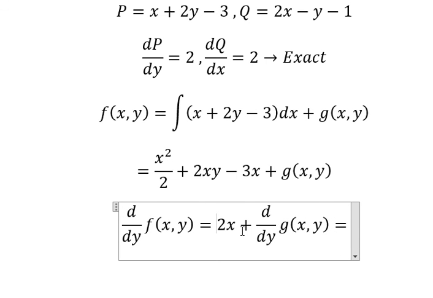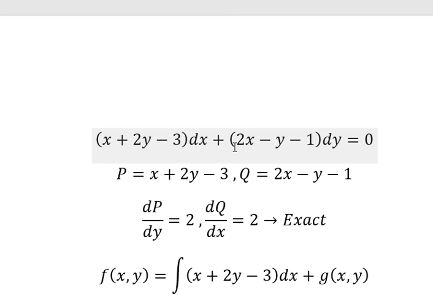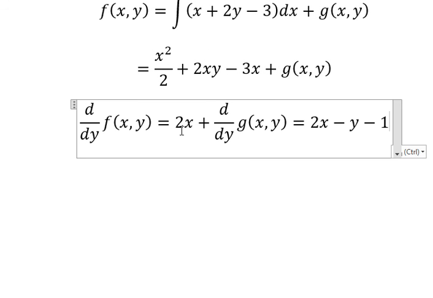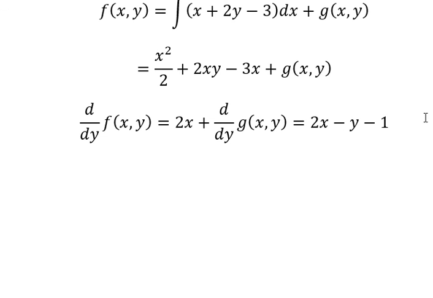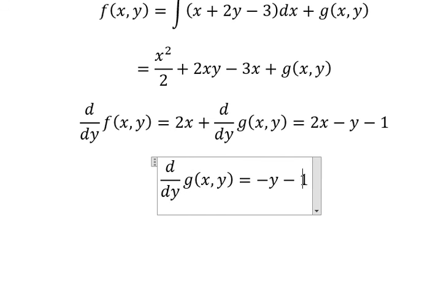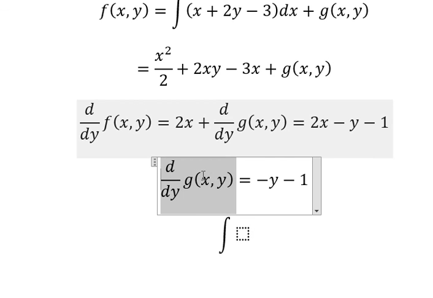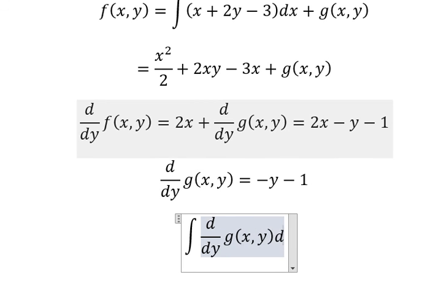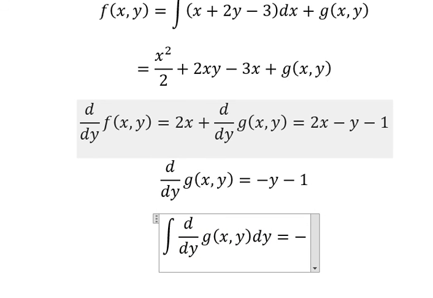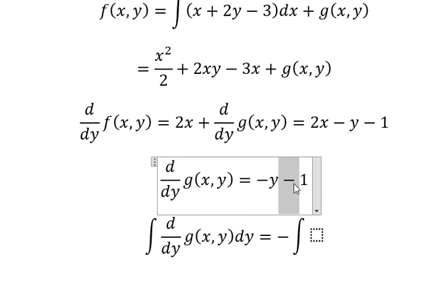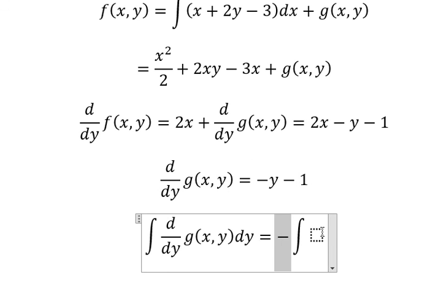And we know that this one is equal to this one. Now we need to simplify 2x for both sides. Next, we put the integration for both sides. Because we have negative, negative, so I will put negative going here.